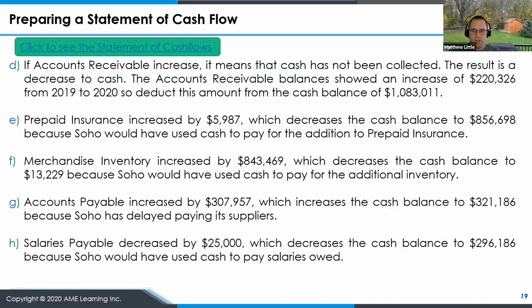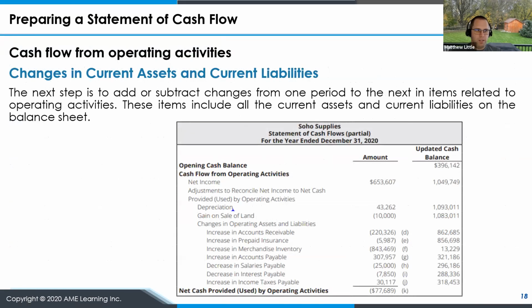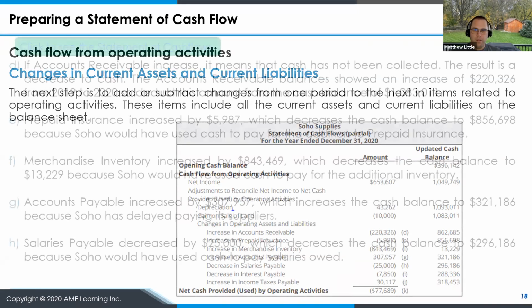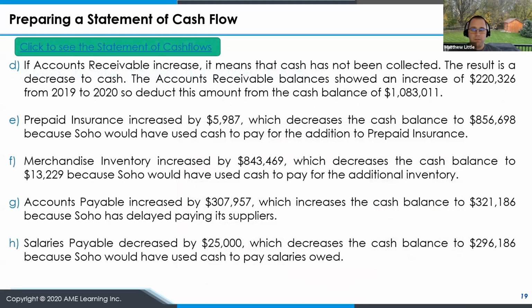So item D, which, if we look at the previous slide, was the AR. Item D says if accounts receivable increases, that means the customer hasn't paid us yet. So therefore, if our current assets go up, we're actually using cash to offset that increase in those current assets. So anytime a current asset increases, we're using or consuming cash. That's assuming liabilities remain the same.